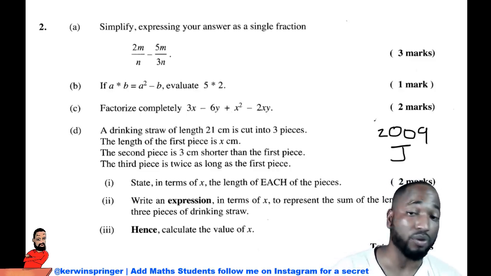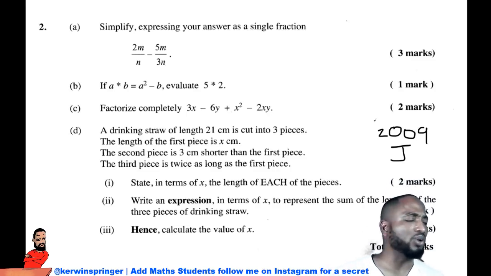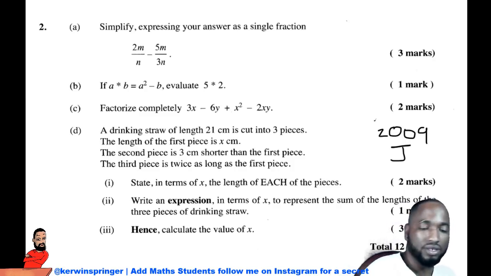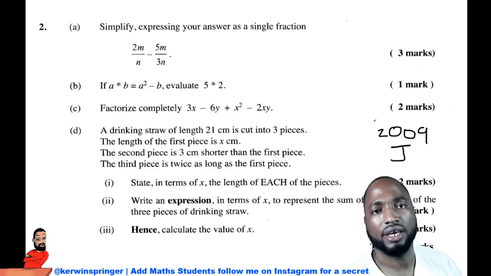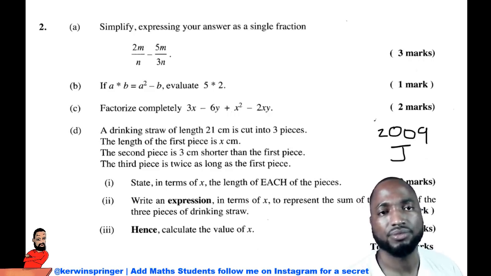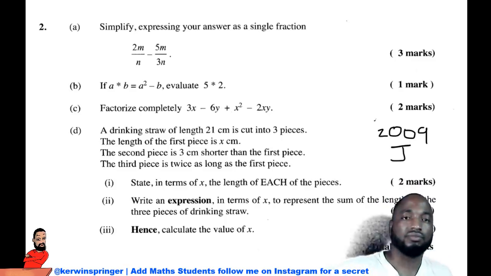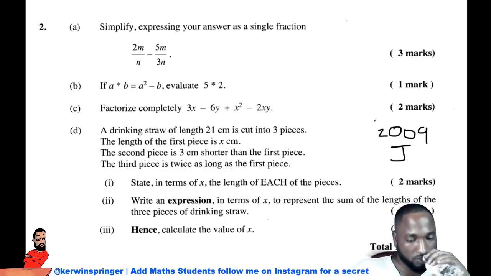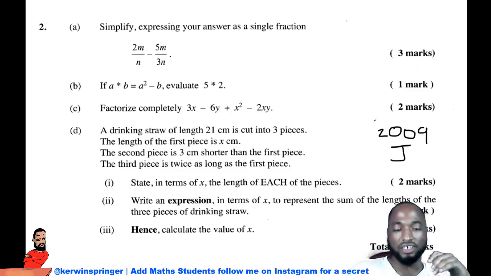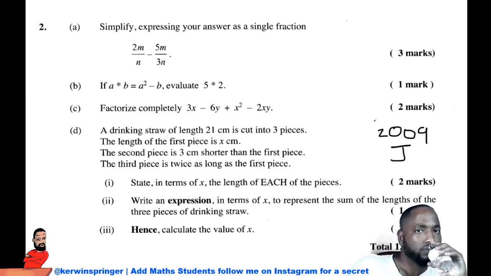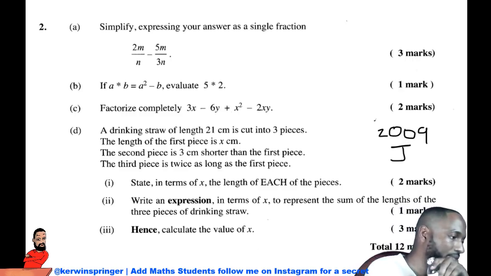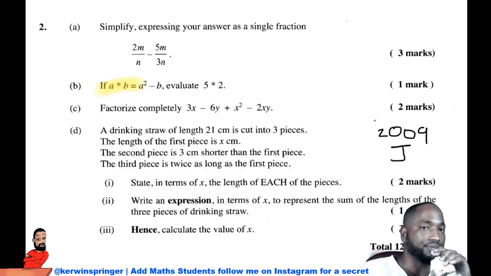Yeah, so we're doing 2009. I think it's May, although I wrote a G there. Well, if it's not May, it's January, but I think it's May. Simplify, expressing your answer as a single fraction. M on 3N, everybody getting M on 3N? Yeah, that's correct, M on 3N. Go on to the next one. This question here is a binary operator.